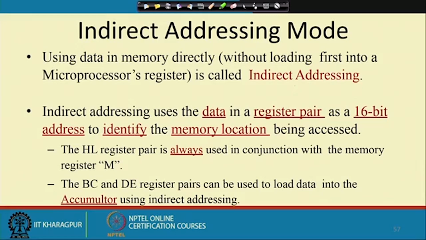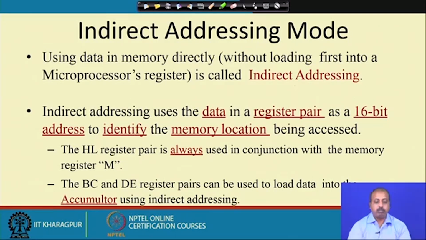Here we actually use the data from the memory directly, and we do not load it into the CPU registers. For doing addition and these operations, we have to give two operands. One possibility is that the operands are in the CPU registers, but otherwise you can get the second operand from the memory as well. This is called indirect addressing. It uses data in a register pair as a 16-bit address to identify the memory location being accessed.